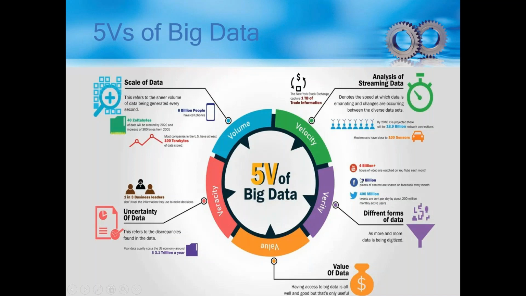variety here, 4 billion plus hours of video are watched on YouTube each month, and 30 billion pieces of content are shared on Facebook every month. 400 million tweets, now it is renamed, it is now acquired by X company, X. Tweets are sent per day by about 200 million monthly active users. This is the variety of data: video data, different textual data, image data, and this is the textual data. These are different kinds of data.